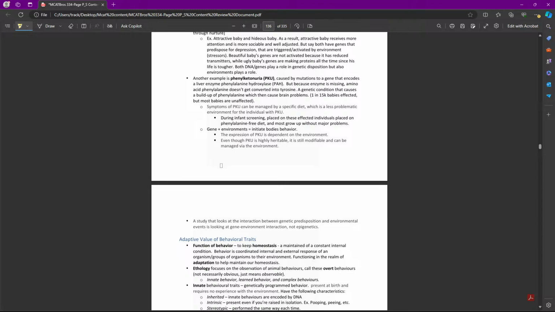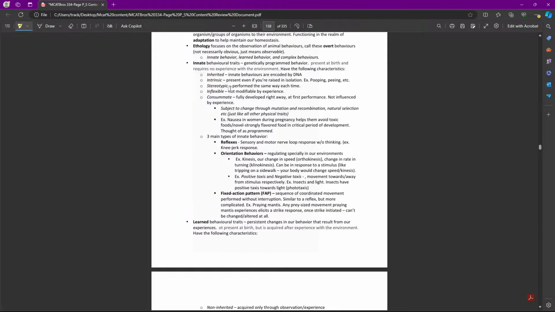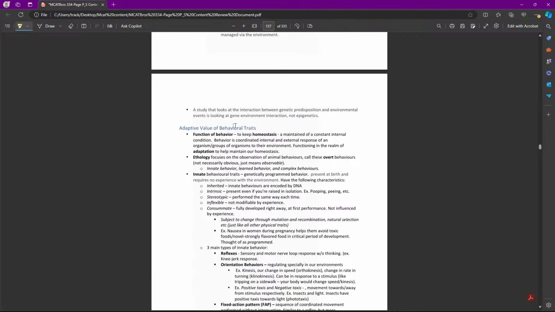Genes and environment influence the body's behavior. So, the expression of PKU is dependent on the environment. Even though PKU is highly heritable, it's still modified by the environment. A study that looks at the interaction between genetic predisposition and environment is looking at gene-environment interaction, not epigenetics. Epigenetics is just looking at the change of gene expression, while gene-environment interaction is looking at how the environment influences gene expression.